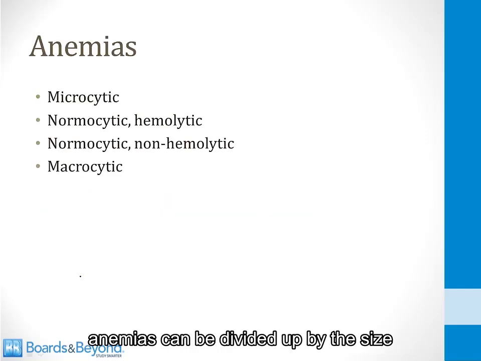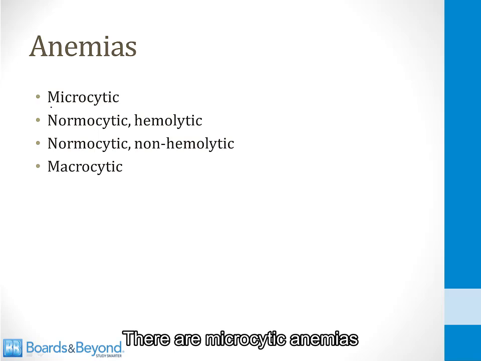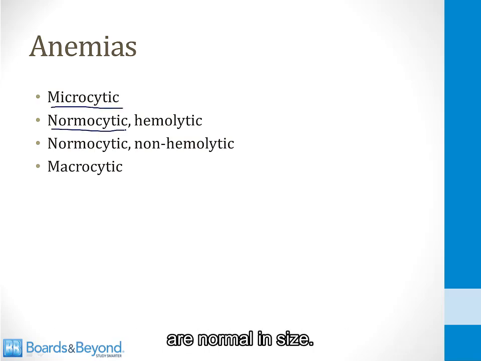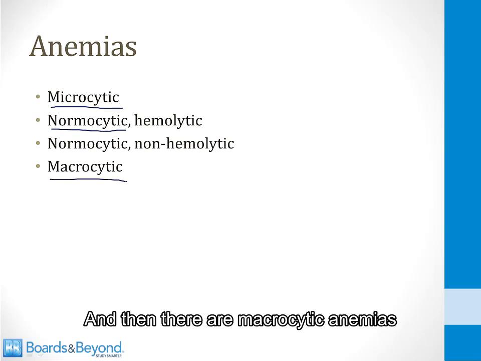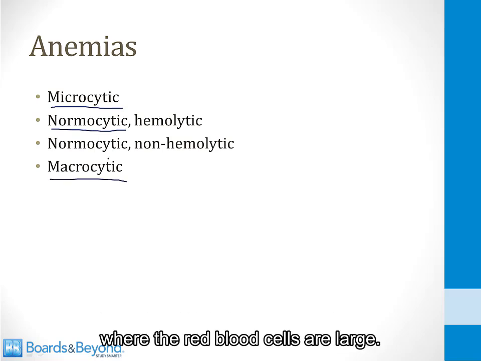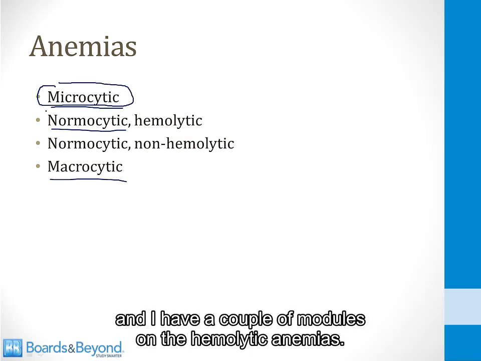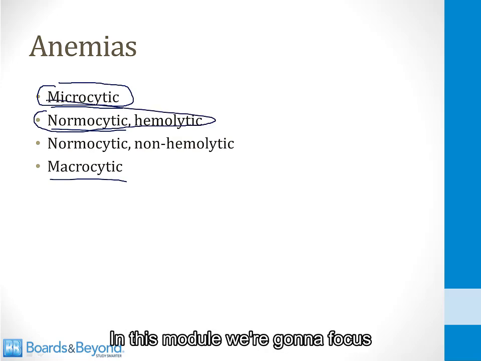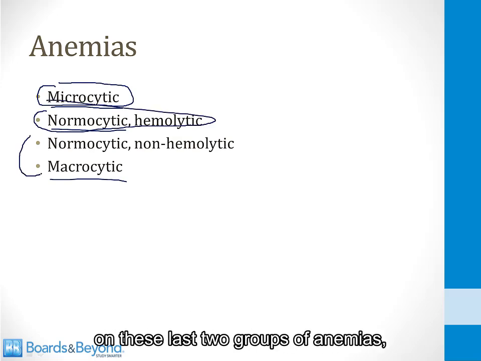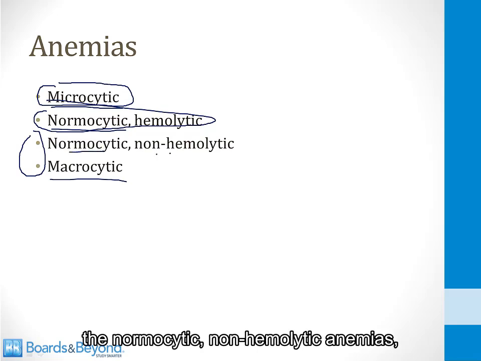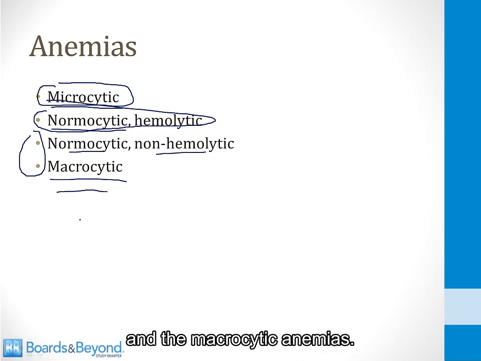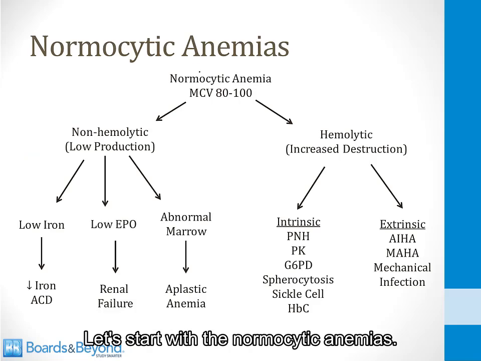By way of review, anemias can be divided up by the size of the red blood cells. There are microcytic anemias where the red cells are small, there are normocytic anemias where the red cells are normal in size, and then there are macrocytic anemias where the red blood cells are large. We have another module on the microcytic anemias, and I have a couple of modules on the hemolytic anemias. In this module, we're going to focus on these last two groups of anemias, the normocytic non-hemolytic anemias and the macrocytic anemias. Let's start with the normocytic anemias.